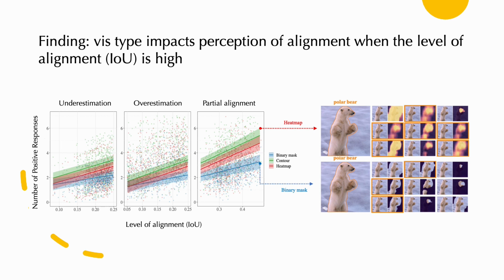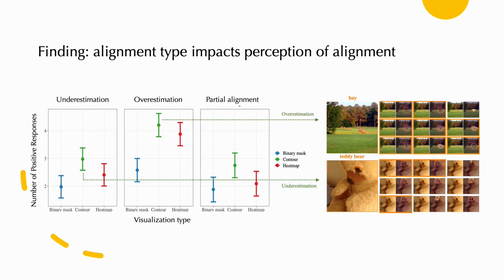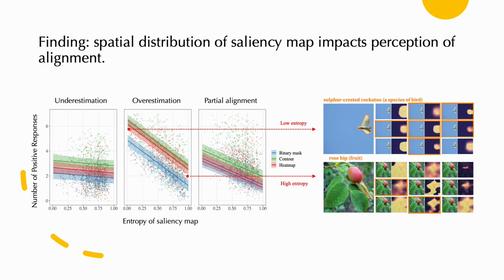For example, the participants of the heat map appeared to ignore the less bright regions surrounding the polar bear and forgive dark regions around the waist of the bear that connect the two brighter regions, which are the upper and lower body of the bear, whereas the participants of the binary mask considered the disconnected upper and lower body in binary mask visualizations less tolerable. Likewise, we find the alignment type and the spatial distribution of the saliency map also play an important role in human perception of alignment. Please check out our paper for the other interesting findings in our analysis.